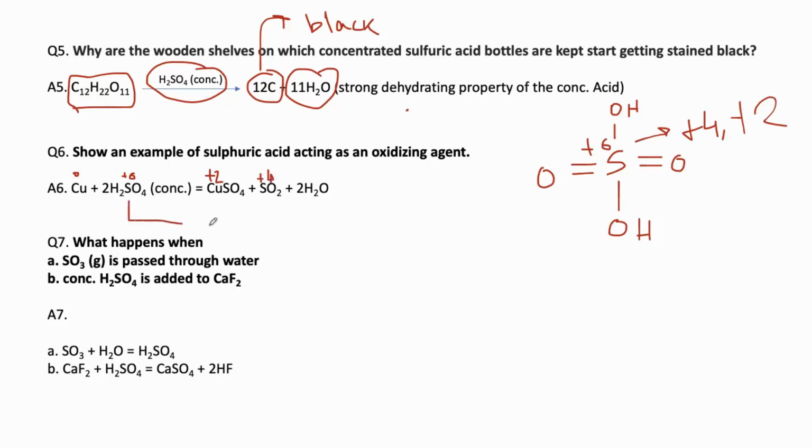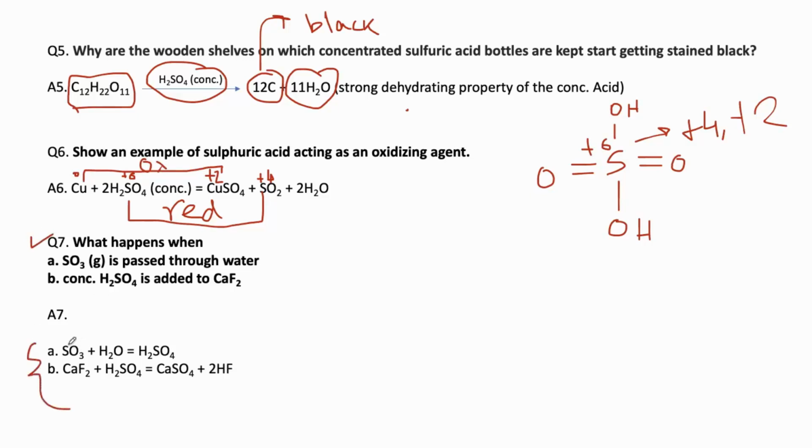So in this case, you can see this is the reduction and this is the oxidation. From copper to copper 2+ it is oxidation, and from H2SO4 to SO2, from +6 to +4, it is reduction. So that's how sulfuric acid can act as an oxidizing agent. The last question is, what happens when SO3, sulfur trioxide gas, is passed through water? And the second question is, concentrated sulfuric acid is added to calcium fluoride. These two questions are also informative and very important for the exam.